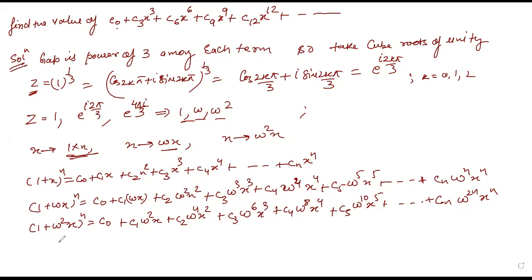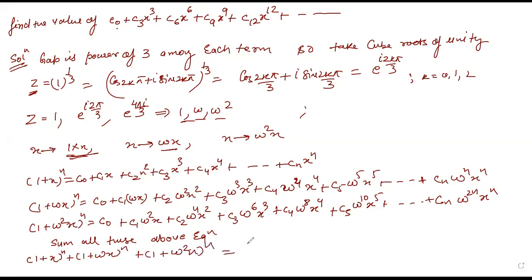Sum all these above equations. Now listen: (1 plus x) raised to the power n, (1 plus omega x) raised to the power n, (1 plus omega square x) raised to the power n. Okay, now Kumara, what will be the coefficient of C naught?